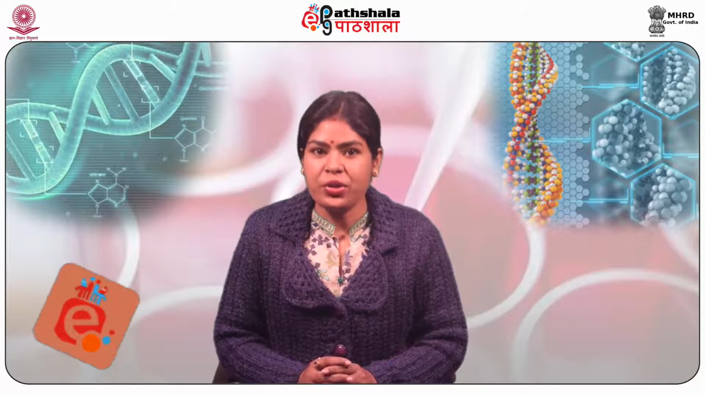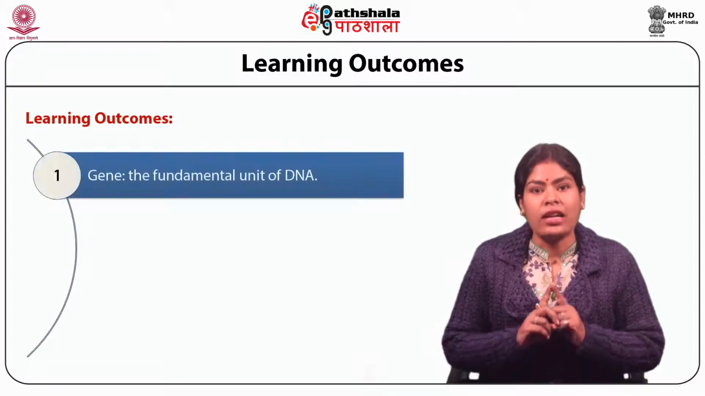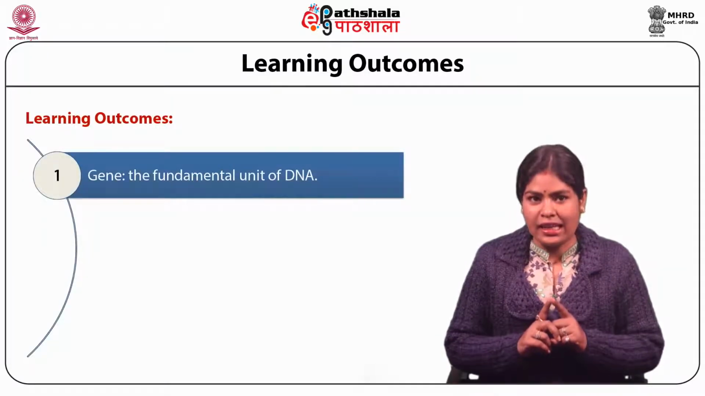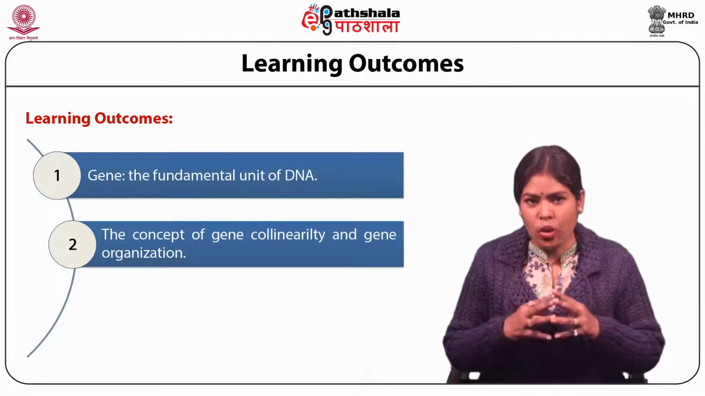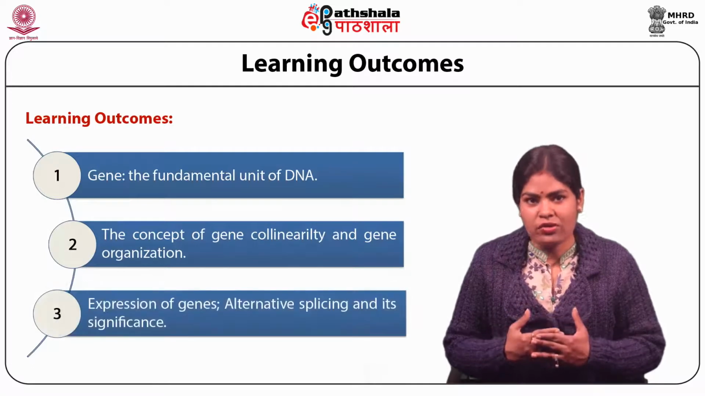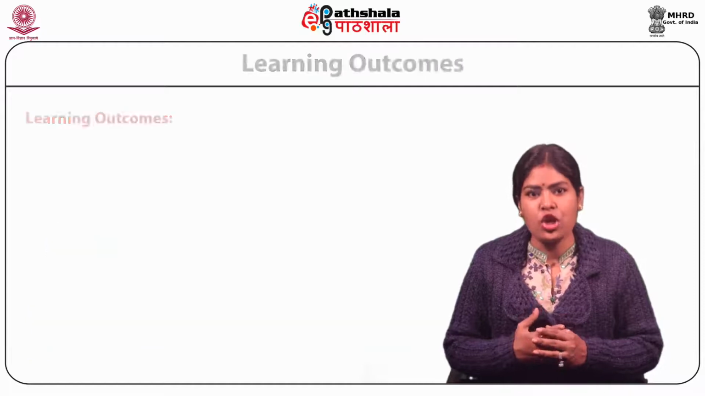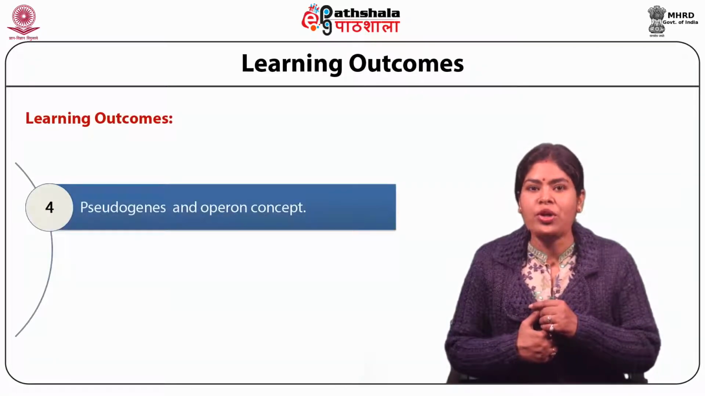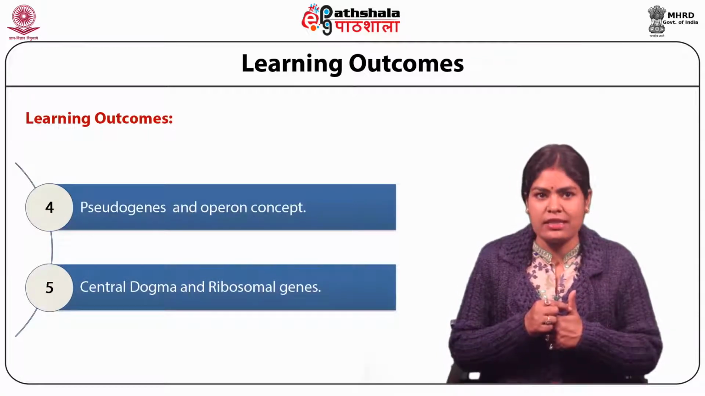Today we are going to discuss a module, changing concepts of genes, under the paper Molecular Genetics. Learning objectives: gene, the fundamental unit of DNA, the concept of gene colinearity and gene organization, expression of genes, alternative splicing and its significance, pseudogenes and operon concept, central dogma and ribosomal genes.